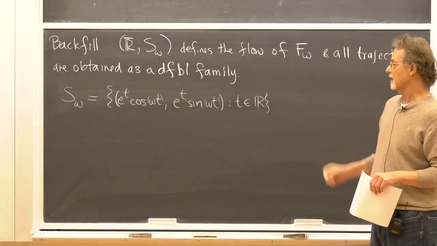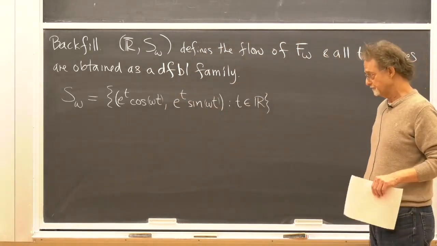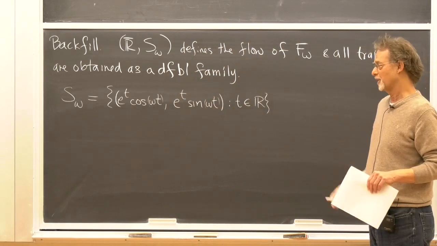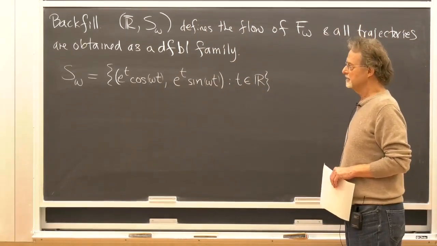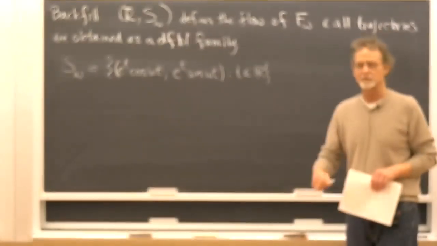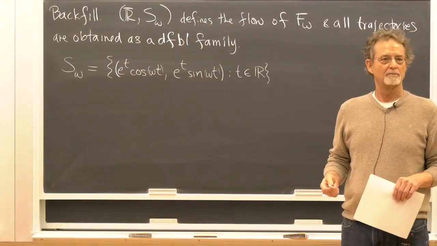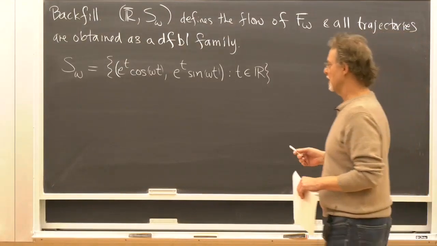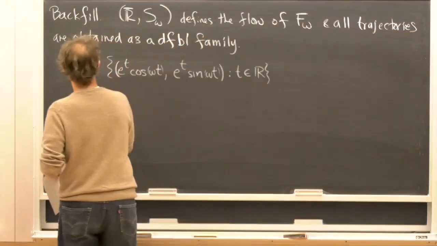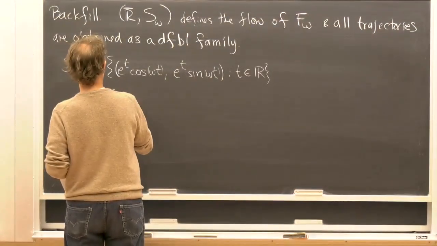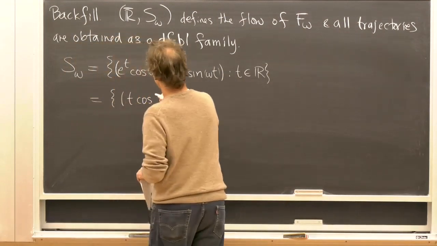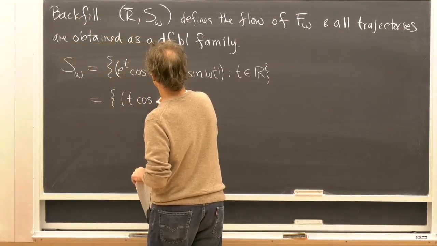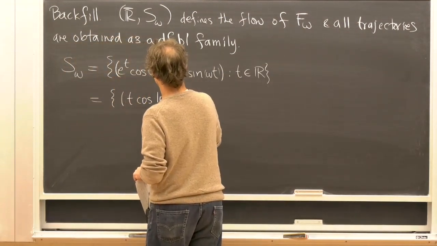Of course, you might look at it now and say, well, why is it a logarithmic spiral? Why don't you call it an exponential spiral? The point here is that the natural parameterization for this is in terms of distance from the origin. So we can certainly reparameterize this and get the same object. And now it's going to be t cosine of omega log t, which I'd just as soon write this way.